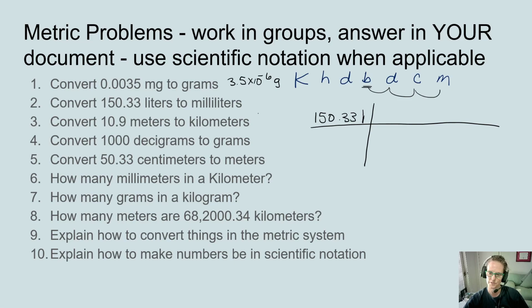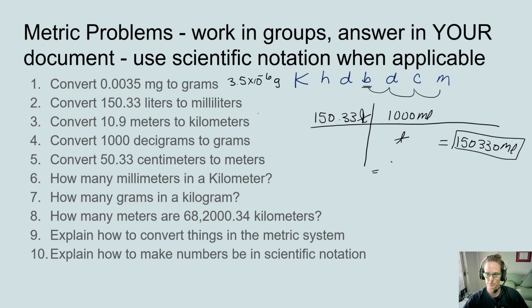And that looks like a 1, so sometimes I put a cursive L so I know that's a unit and not a number. So I know there are 1,000 milliliters per liter. So I'm going to cross out my liters. I'll have milliliters left. And I type in my calculator 150.33 times, because it's all on the top, 1,000. And I'll get 150,330 milliliters.